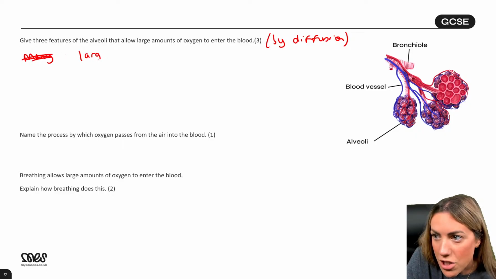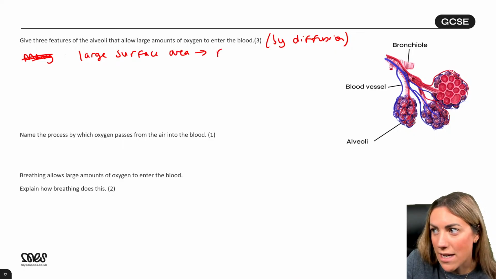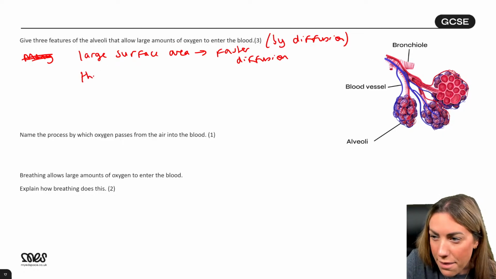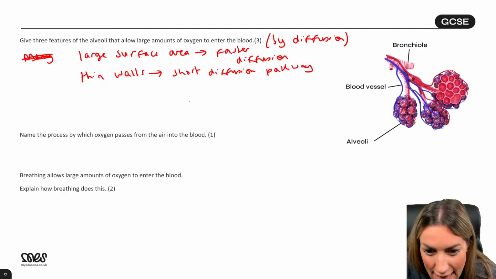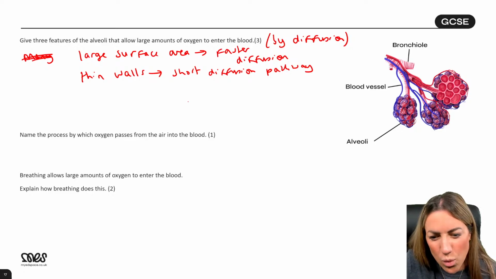Right, large surface area. And I always try and link it to the explanation. So if you've got a large surface area, faster diffusion or more diffusion. Right, thin walls. Again, link it. Short diffusion pathway. What else? Yeah, the walls are 1 cell thick. Moist wall never gets a mark, by the way. It's never on the mark scheme.